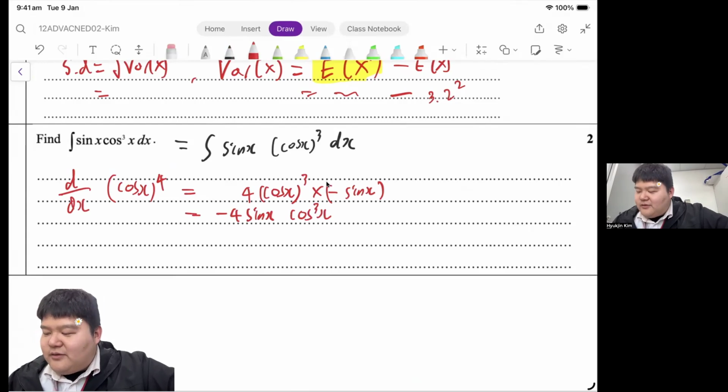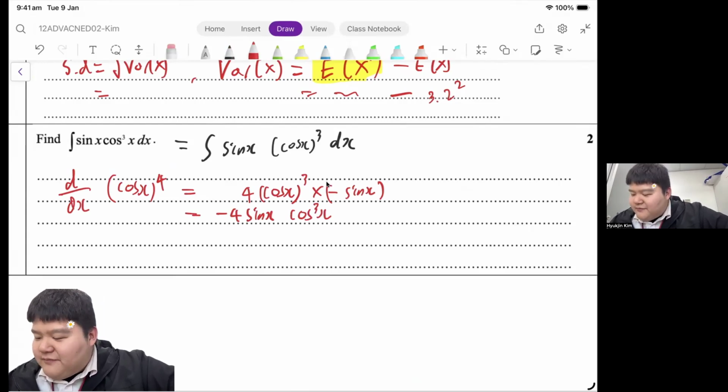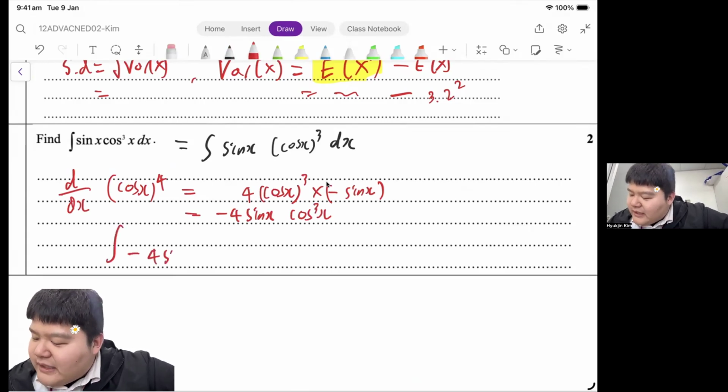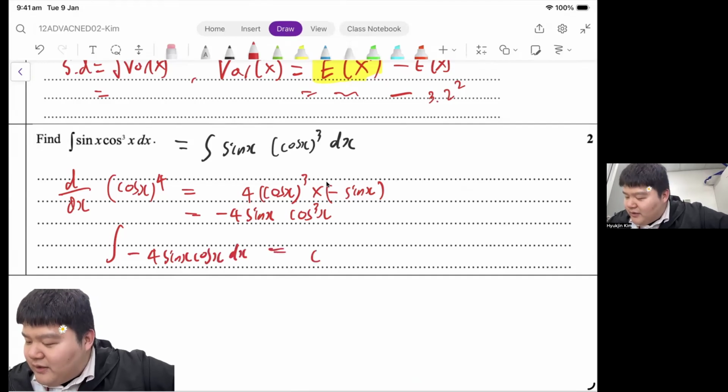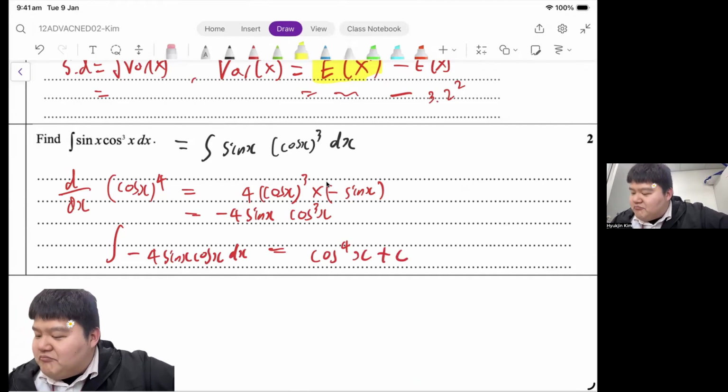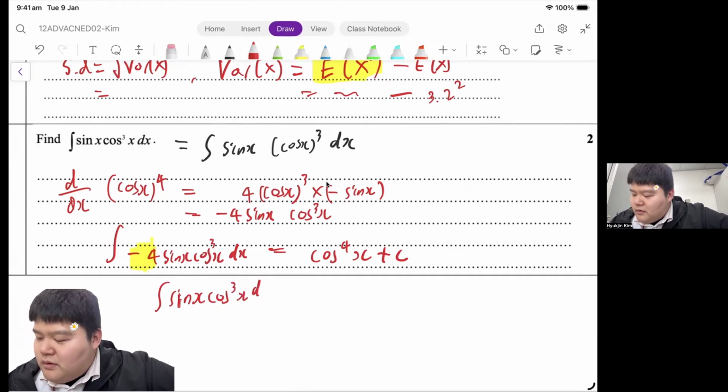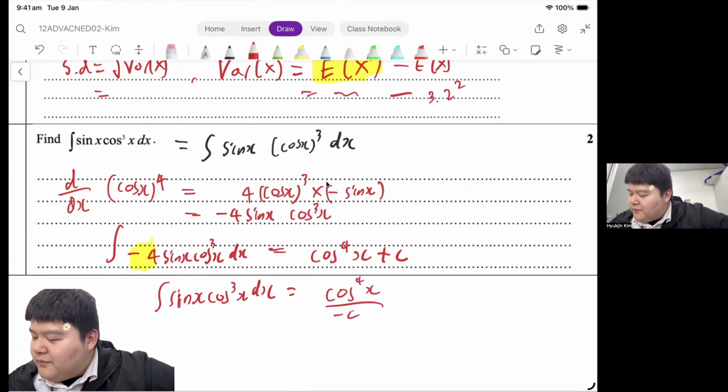Wait a minute. That looks similar, doesn't it? So that means if I integrate negative 4 sine x cos x cubed dx, I should end up with cos to the power of 4 x plus c. But this is not what I want. I'm going to move that away. Plus 2 cos to the power of 4x over negative 4 plus c.